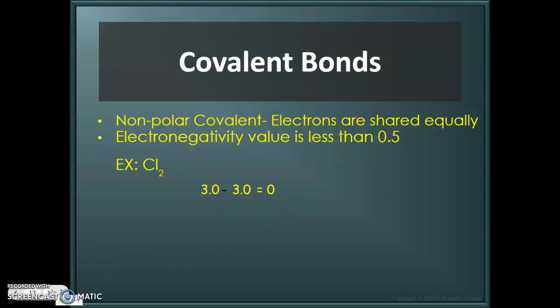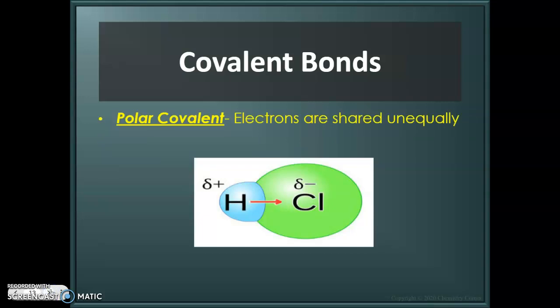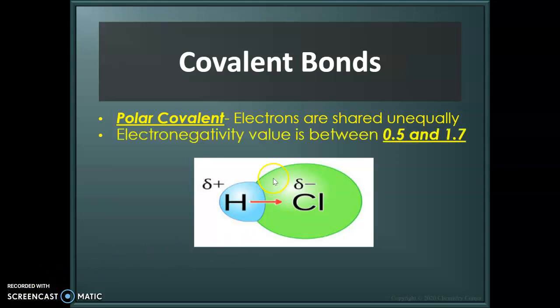Okay, so now let's do one where there is a difference of electronegativities. Here we're going to do hydrogen chloride. This does have a dipole moment, but here we're going to be taking a look at the polar covalent molecule. This is where the electrons are shared unequally. Remember, chlorine is more electronegative, so the electrons are going to be pulled towards chlorine more so than the hydrogen. When we're looking at polar covalency, the electronegativity difference is going to be between 0.5 and 1.7. So when we subtract the two electronegativities, if it falls between 0.5 and 1.7, that's our indication that it is polar covalent.